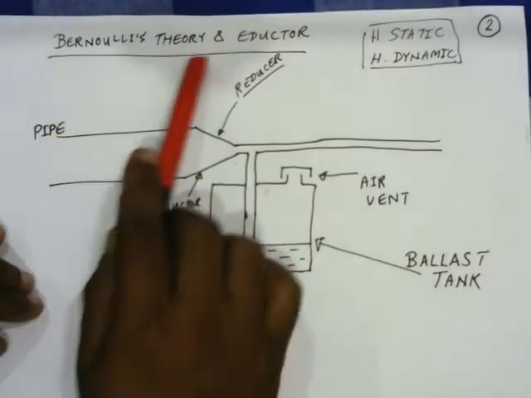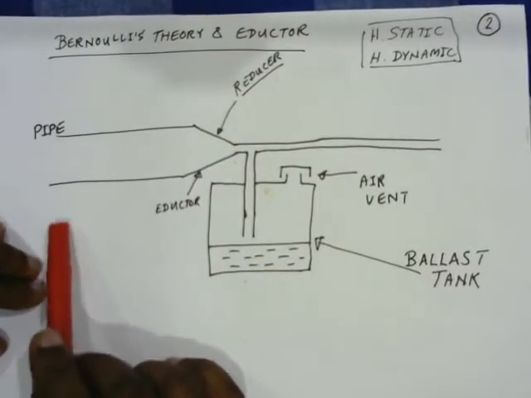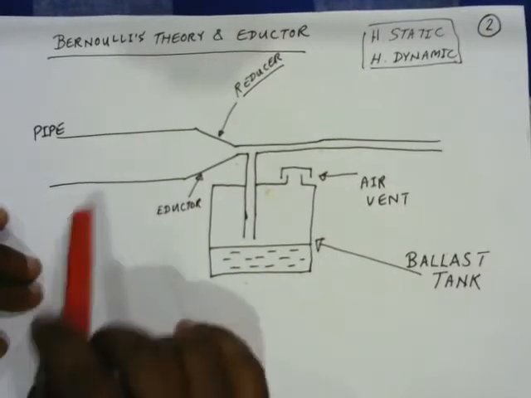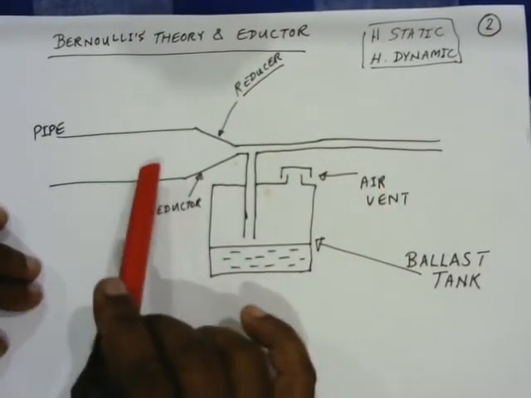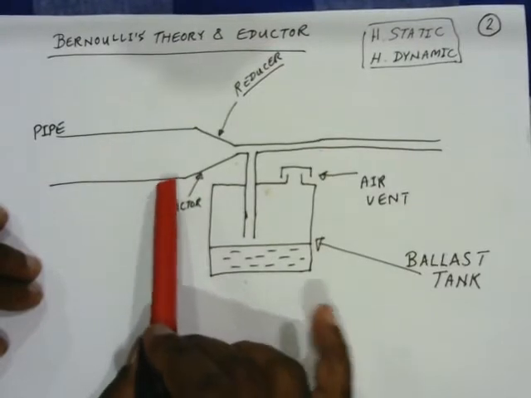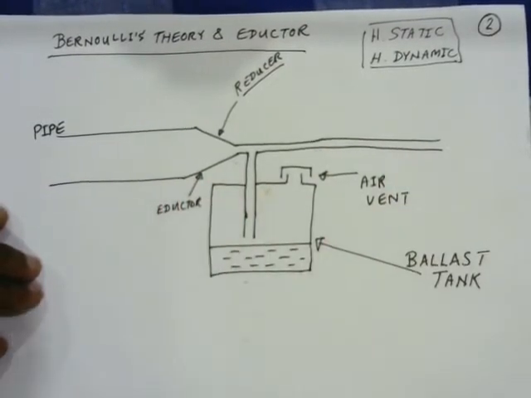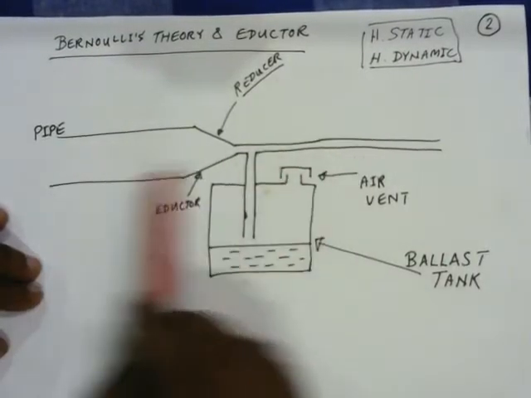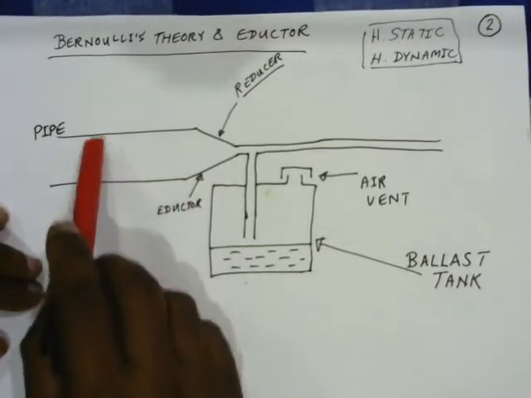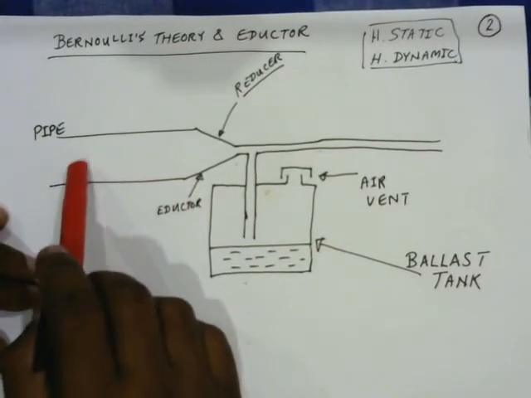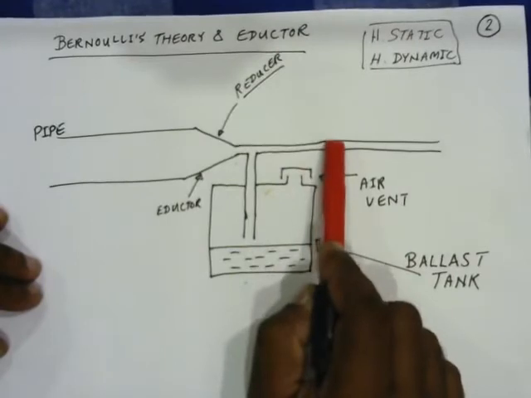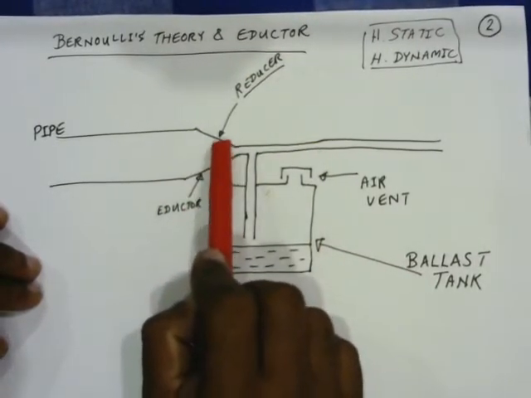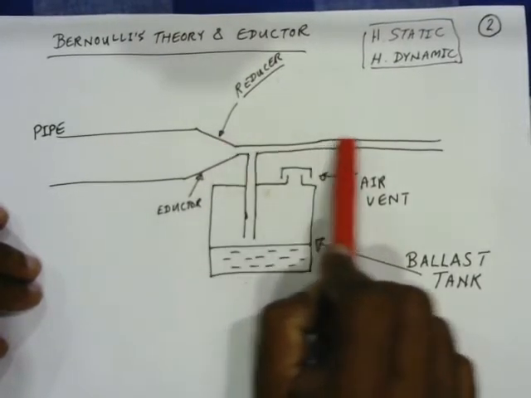In order to explain the Bernoulli theory, it would be much easier to use the ship equipment itself. We have onboard eductor systems. Later on I will tell you where these eductor systems are used on board. So this is basically a pipeline. Here you can see the diameter of the pipeline is larger compared to this side, and there is a reducer, and it reduces the pipe into a smaller diameter.